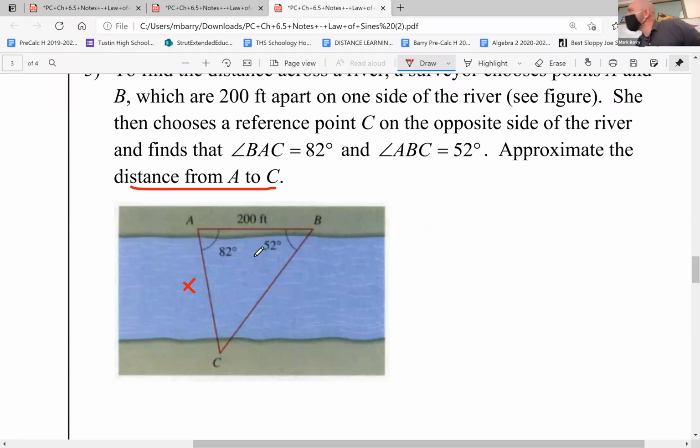Okay, so we need to find that side X. These people have measured a distance and some angles on one side of the river, and they're going to use that to find the distance across the river. So we need to use law of sines to help them, right?